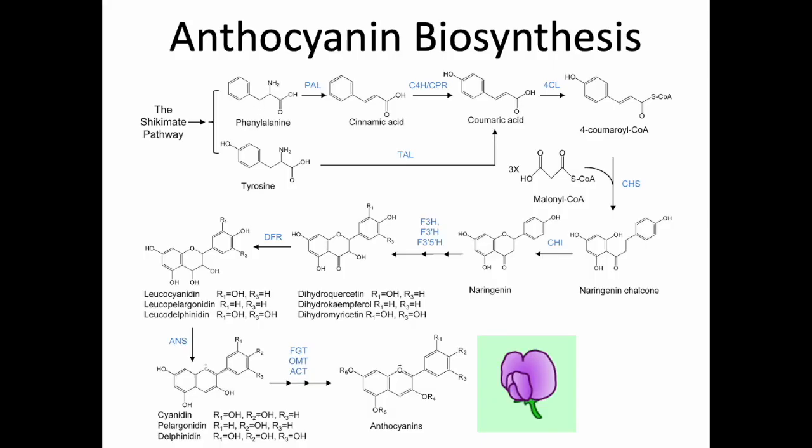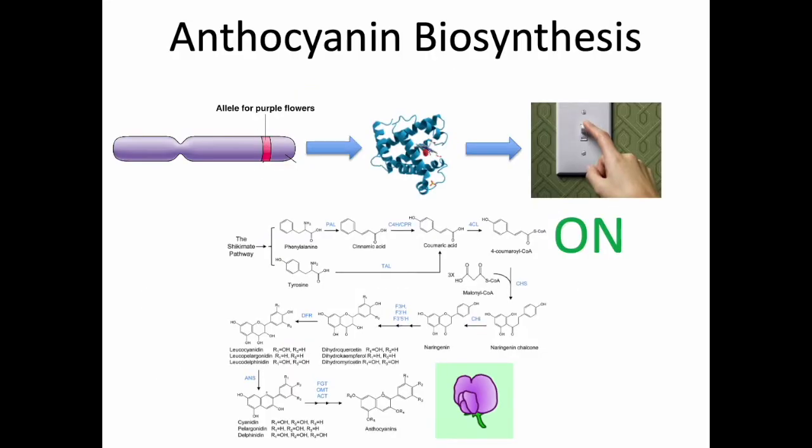So, all right. What does this have to do with the purple allele, with the purple gene? Remember, genes encode proteins. This purple flower allele in the DNA is the blueprint, the instructions for building this protein. What does this protein do?